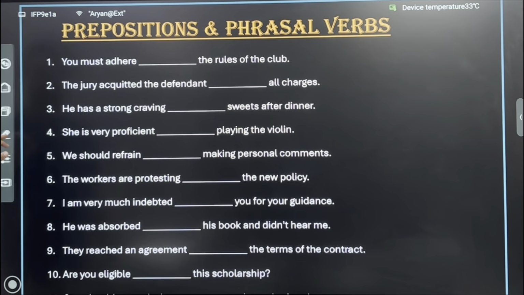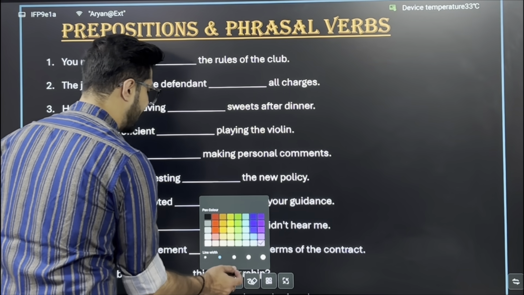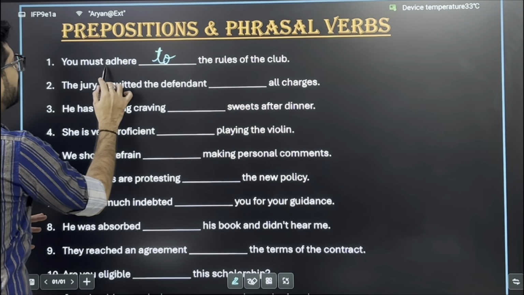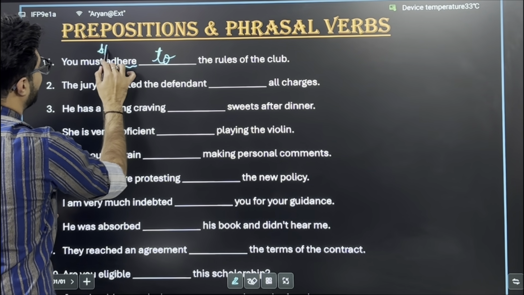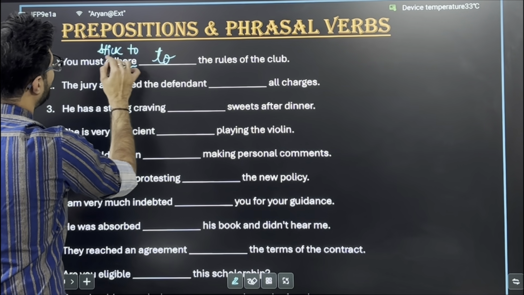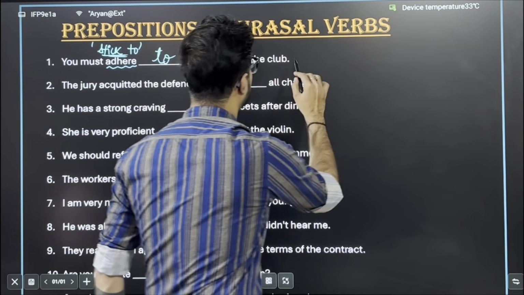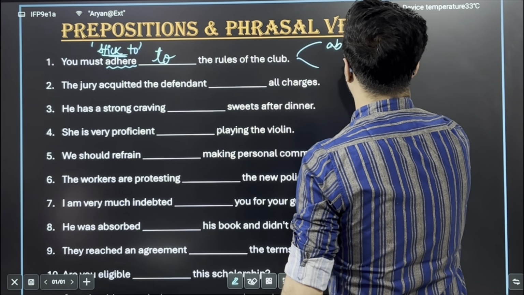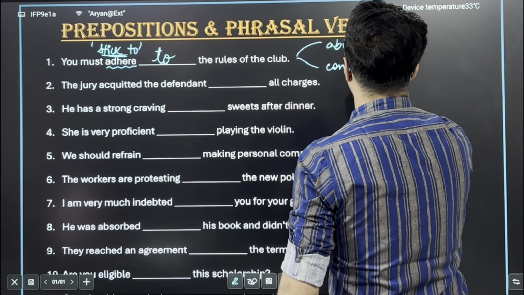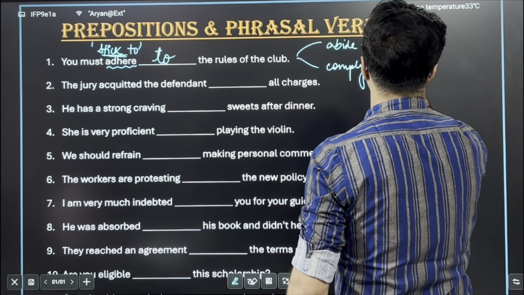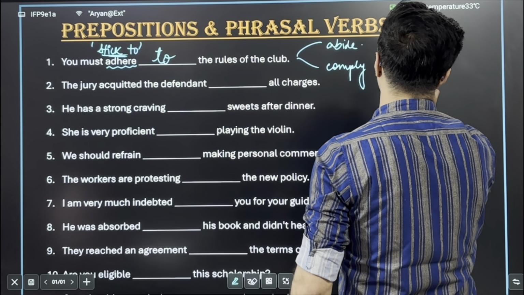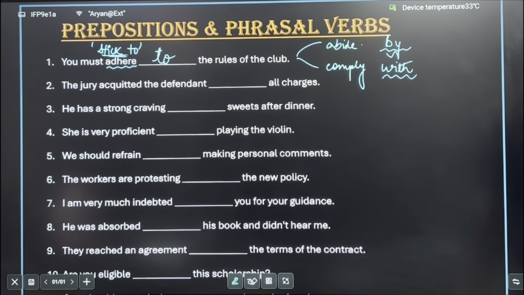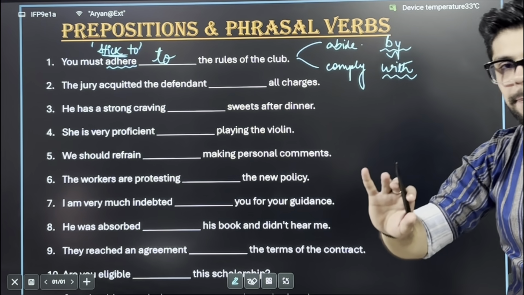To begin with the first one, you must adhere. Now what is used with adhere? With adhere, to is used. You must adhere to. Adhere to basically means stick to something. Like, if this has been said, then nothing else. There are two more of the same type which mean the same thing. One is abide and another one is comply. So if you get abide, then the preposition to be used with abide is by, and with comply, it is to be used with. All three mean the same thing followed by a different preposition. You adhere to, you abide by, you comply with.